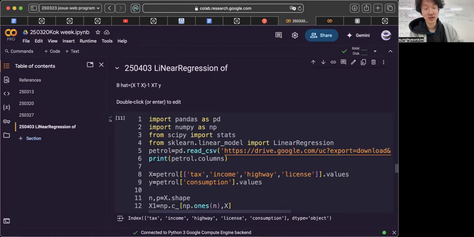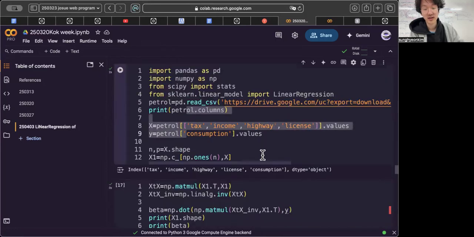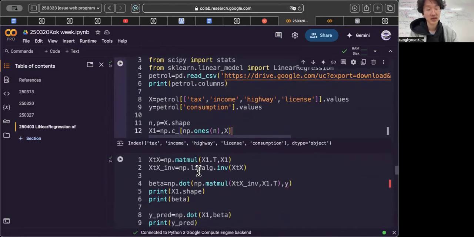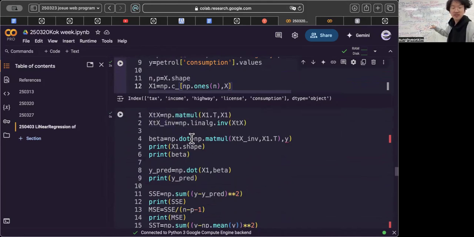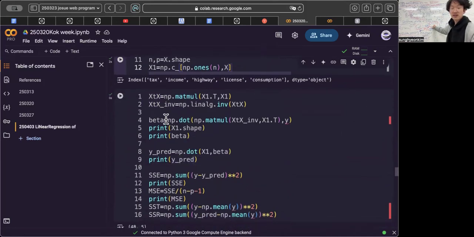Okay, we imported the functions. We will use the petrol columns, which has tax, income, highway, and license. Petrol consumption is the y variable. Like what we saw, we are calculating the X transpose X matrix and its inverse matrix to calculate the variance of beta. And beta we can calculate by matrix multiplication.